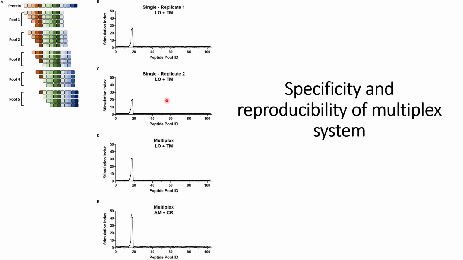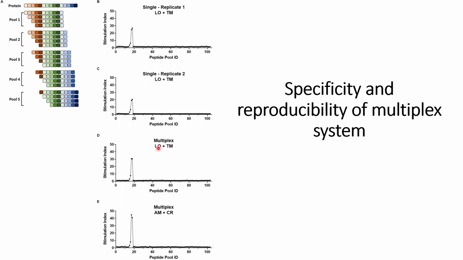Thereafter they checked the multiplex for different fluorescence. First they checked LO plus TM. In that case also they saw the highest stimulation index for the same peptide range of 12 to 24. Though it looks like less than 20, in the manuscript it is written that they saw the highest stimulation still at 12 to 24.